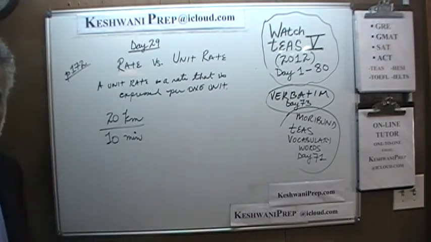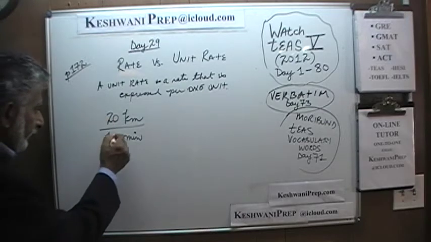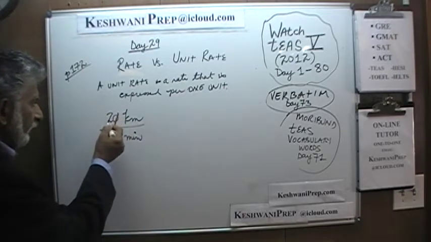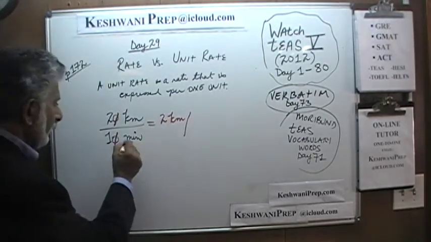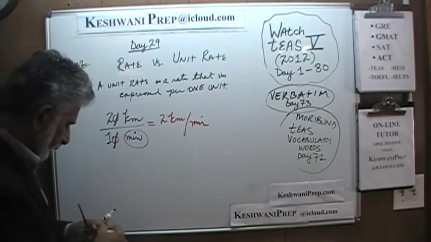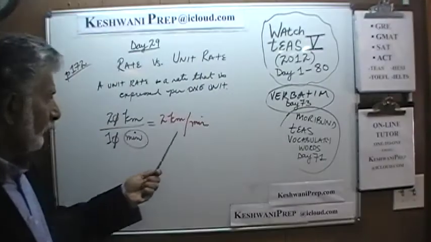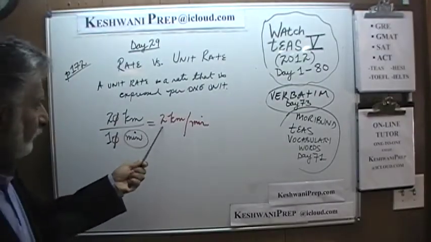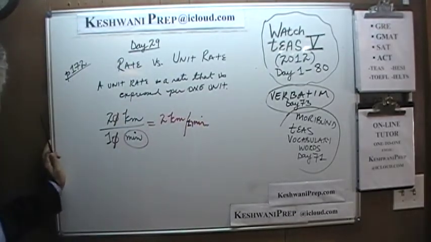One option is simply to divide the top and bottom by 10. If you divide top and bottom by 10, the zero drops out and it becomes 2 kilometers per 1 minute. That's your speed, 2 kilometers per minute. There is absolutely nothing wrong with it. It is a unit rate, because it's 2 kilometers per 1 minute.